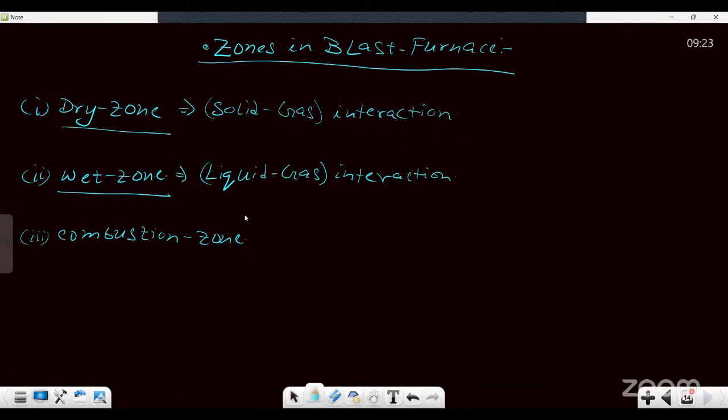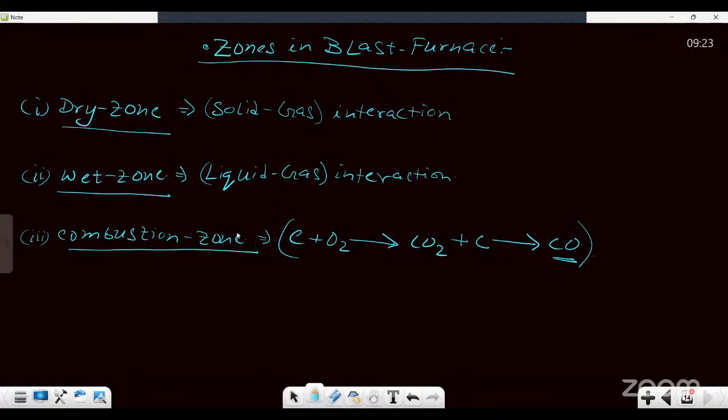And in the combustion zone, what happens? In the combustion zone, mainly carbon plus O2 is getting converted. So carbon coming in contact with O2 is converted to CO2, carbon dioxide. This carbon dioxide again comes in contact with carbon and is converted to CO. This we have seen. So this is actually happening in the combustion zone, which is very, very important.